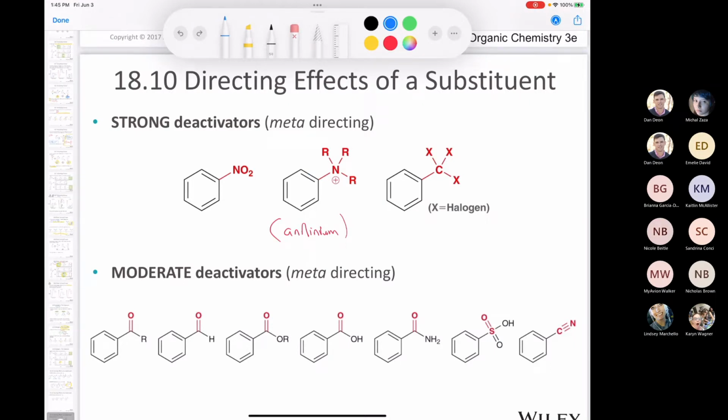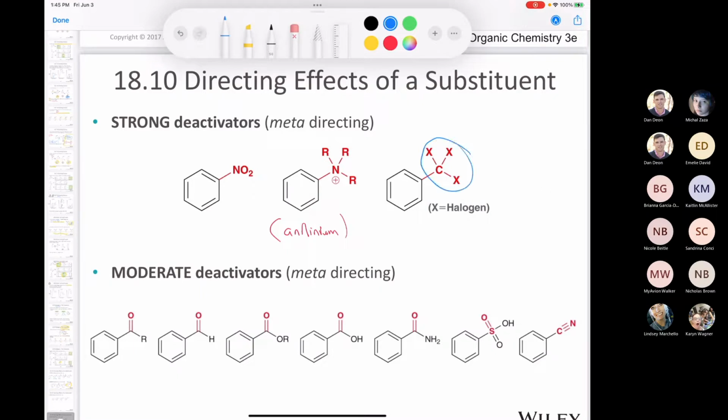But the bottom line is this thing is sucking electron density away like crazy because nitrogen is more electronegative than carbon, and it's got a positive charge on it. So you can imagine we could just draw the dipole like this. Like this is a mega dipole. So it just sucks electron density away from the ring like crazy.